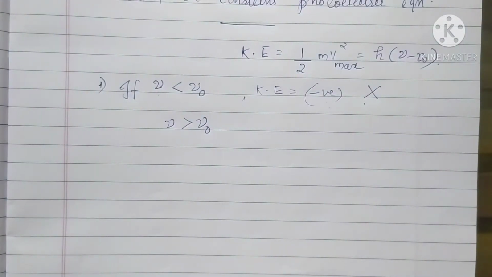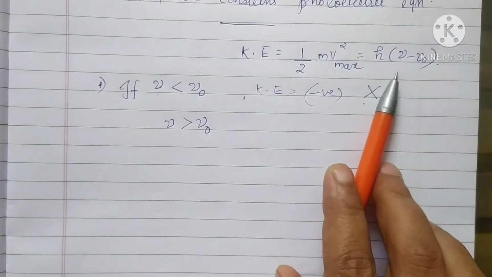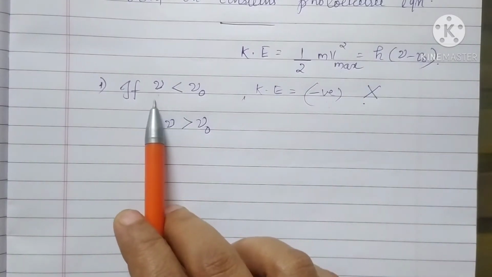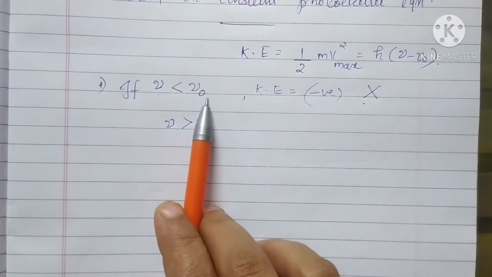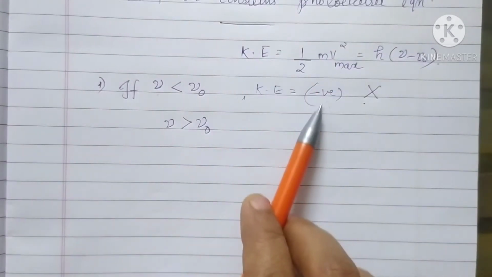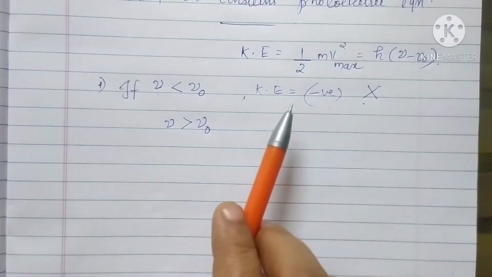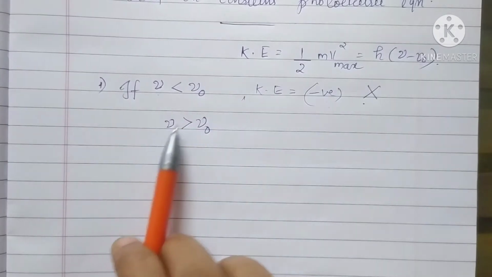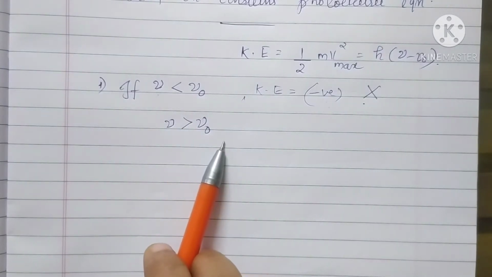Understand? So with the help of this equation, he could explain that if the frequency of incident radiation is less than the threshold frequency, then on substituting in this equation, kinetic energy will become negative, so it is not possible, which means that nu must be greater than nu naught, then only photoelectric emission will take place. Understand?